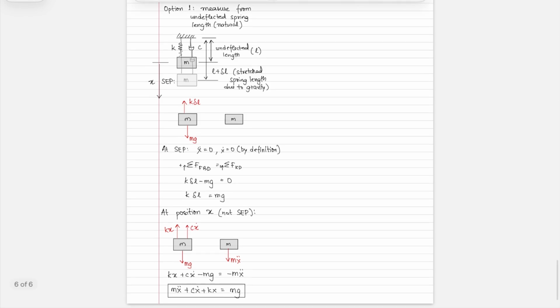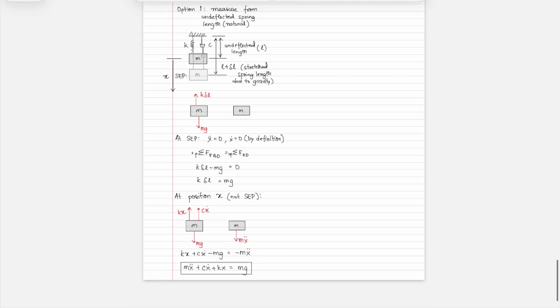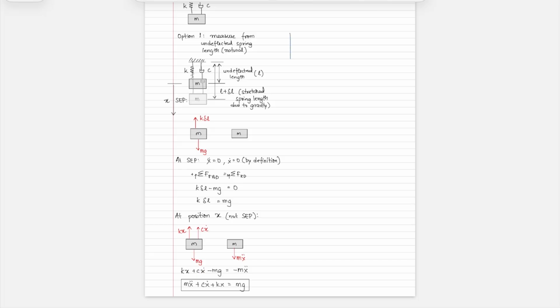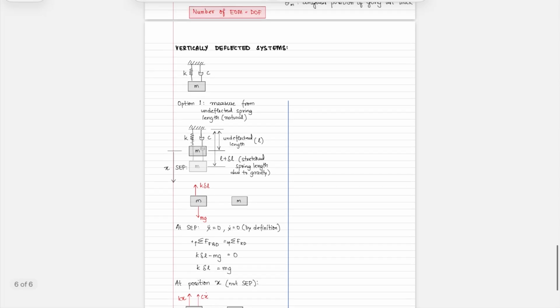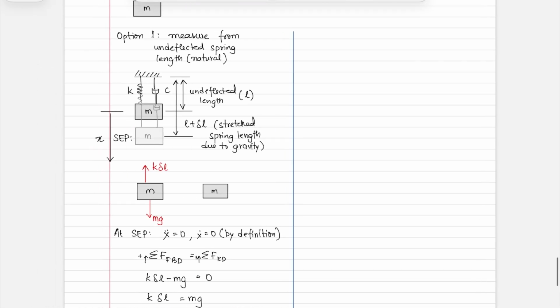If there was some force F acting on it, then you would have that force feature over here, and then you will have mg plus F in your equation of motion. Okay. Let's now look at the case where instead of measuring from the undeflected position, you measure from the SEP itself.